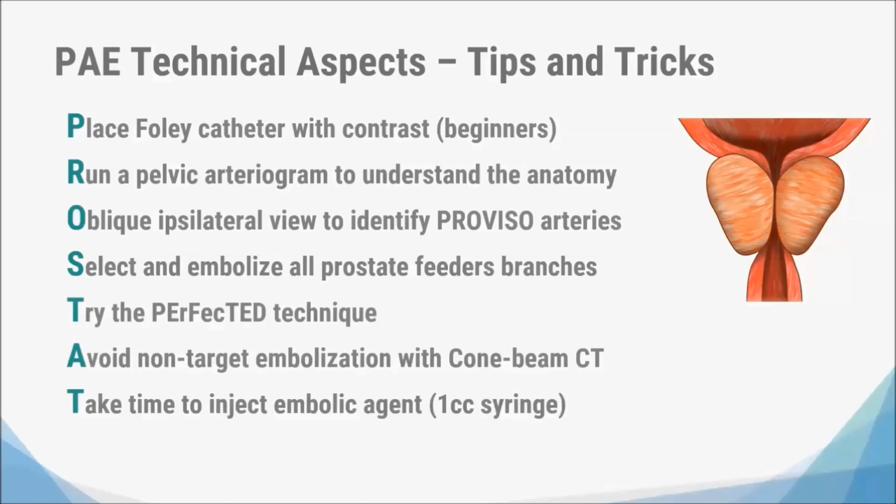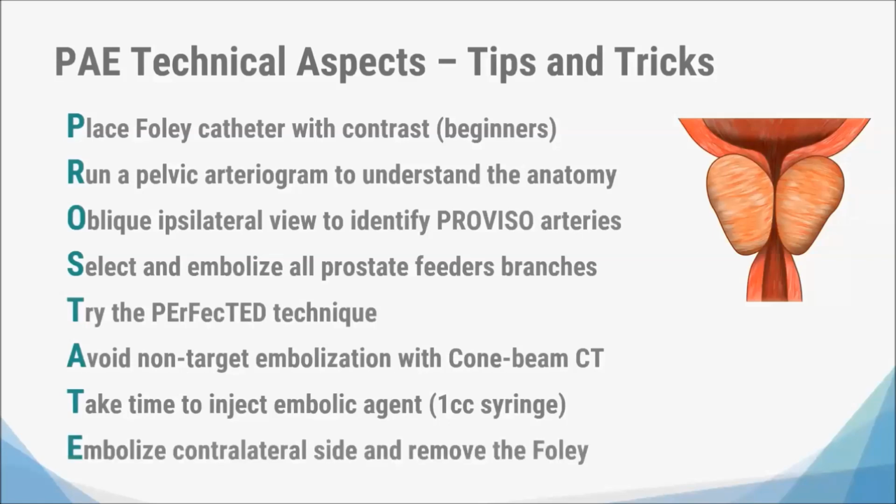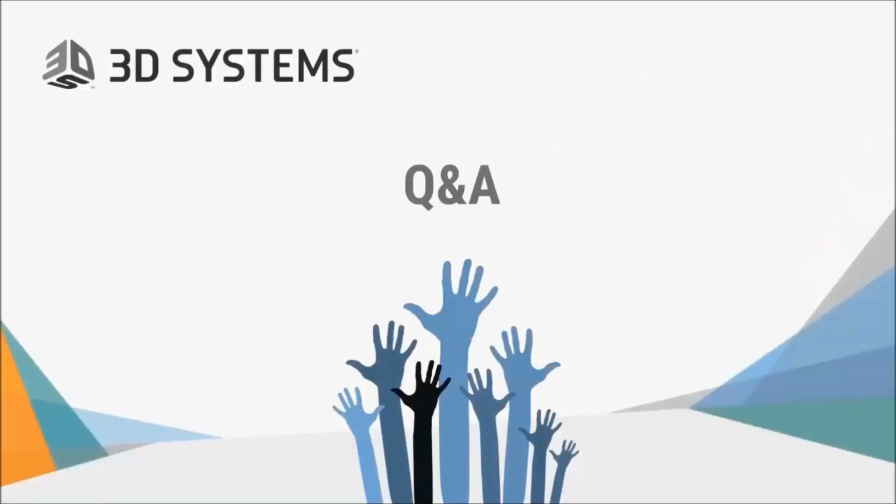We do suggest to use a 1 cc syringe and a very slow injection, and embolize both sides to get better results. And do not forget to remove the Foley catheter if you have used it in patients that didn't have urinary retention. So we should place the catheter before the procedure, then remove it. It's a great pleasure to give you all these tips and tricks, and I'm here waiting to discuss some questions and answers with you.